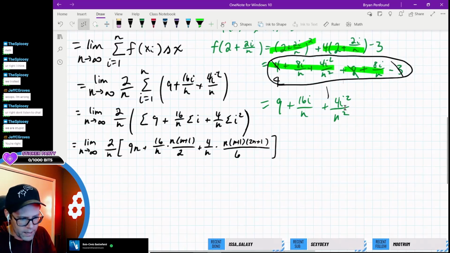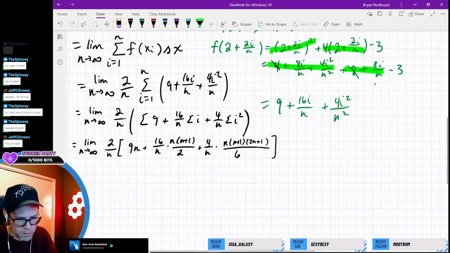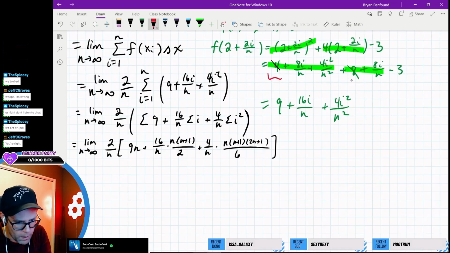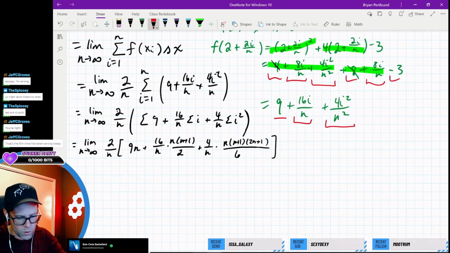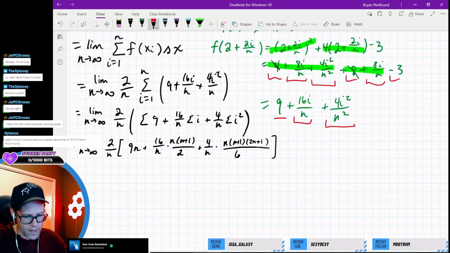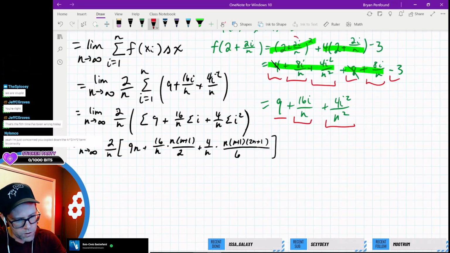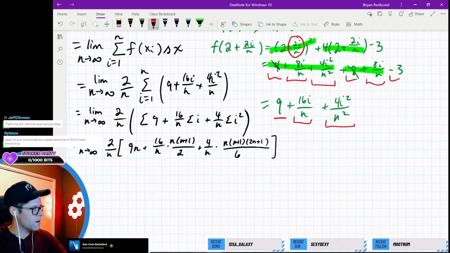And then I wanted to combine some like terms. I noticed that there was a 4, an 8, and a 3. And then there were 2 8i over n's to give me 16i over n. And then there was this leftover 4i squared over n squared. That 4i squared over n squared comes from squaring this piece right here.